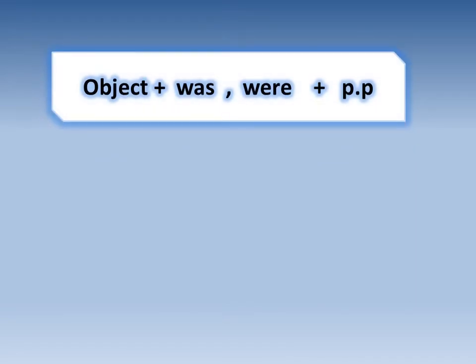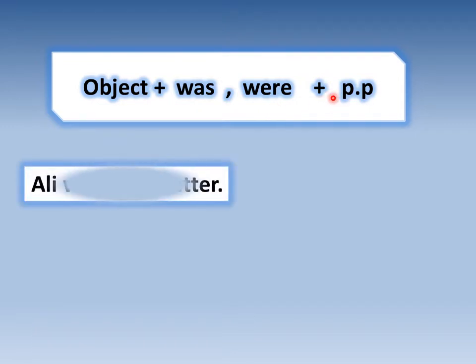This is the structure of past passive: object, was or were, plus past participle. Now I will have a sentence. Ali wrote the letter. This sentence is active because we know who the subject is, Ali. Wrote is the past tense of the verb write. The letter is the complement of the sentence, which is the object.